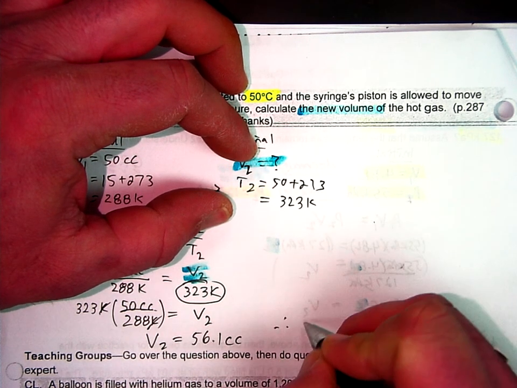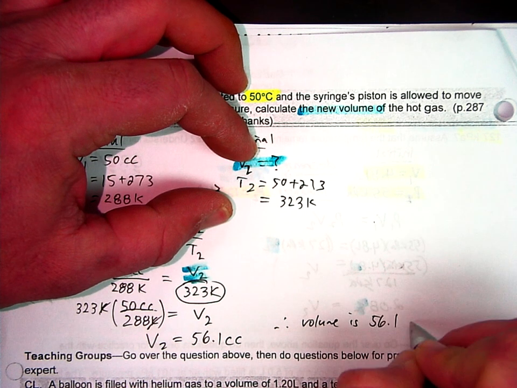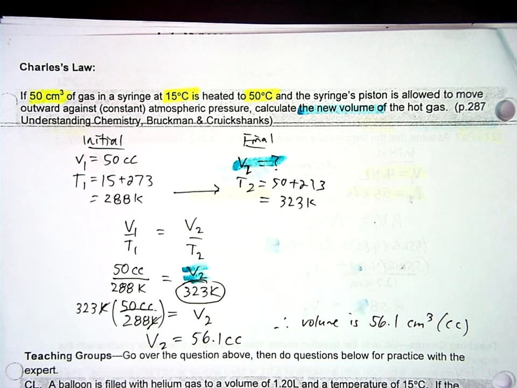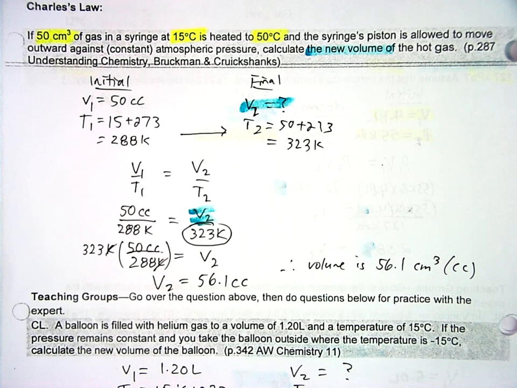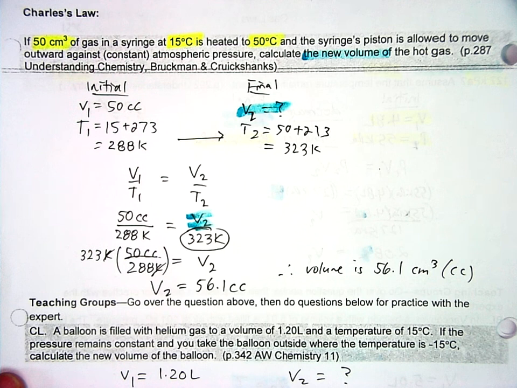Okay, therefore the volume is 56.1 centimeters cubed, or cc's. Okay? And does this make sense? Well, the temperature did go up, so it does make sense that the volume went up. Okay? It's a direct relationship. All right. I want you to try the next one. Do the same kind of thing. I'll let you go ahead.